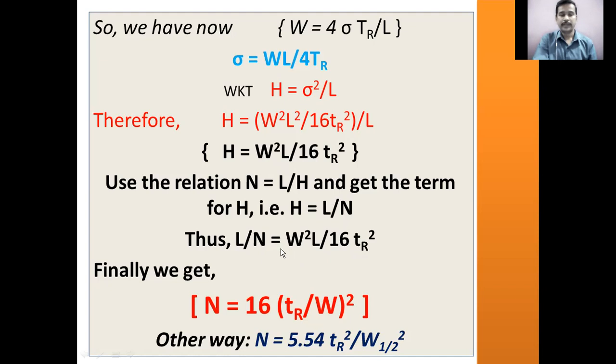L and L get cancelled, so you end up with N is equal to 16 TR square divided by W square. This is the important equation used to calculate the number of theoretical plates for an individual solute. The chromatogram gives you the retention time and the baseline width, so these two terms can be obtained from the chromatogram. If you substitute them, you can calculate how many theoretical plates are formed for that solute.